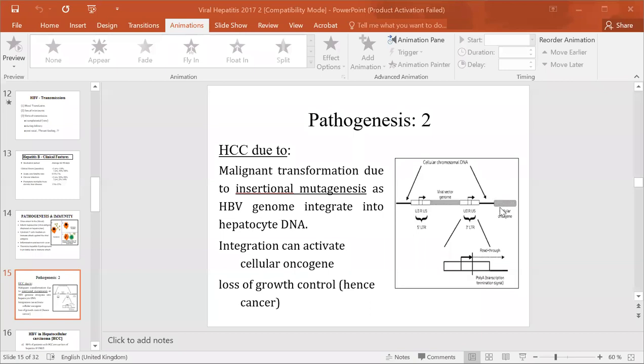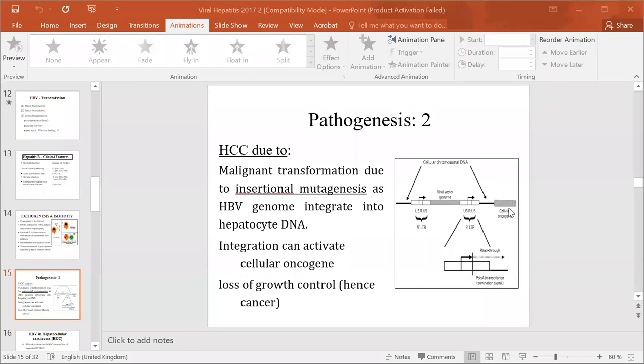But these cellular oncogenes are controlled by tumor suppressor proteins that are also found in your body. So rarely do cells just start becoming cancerous, even though all of them possess cellular oncogenes, because there is an internal control within the cell.